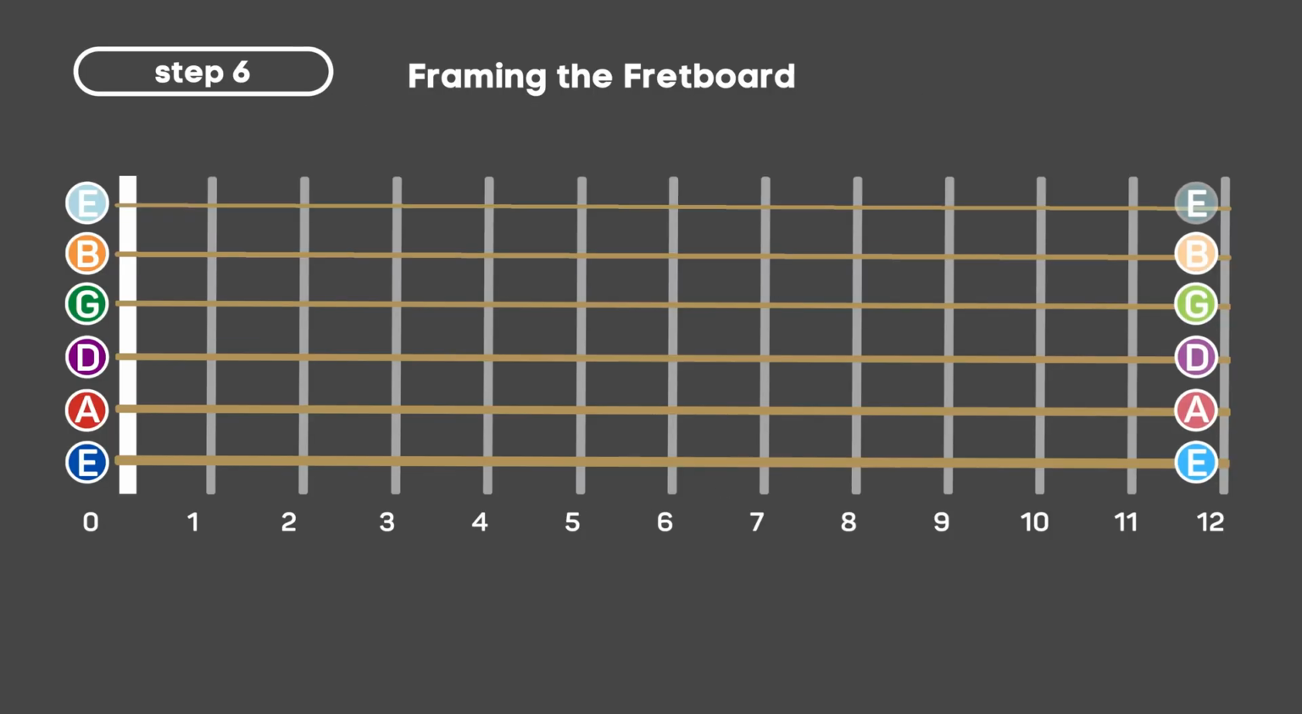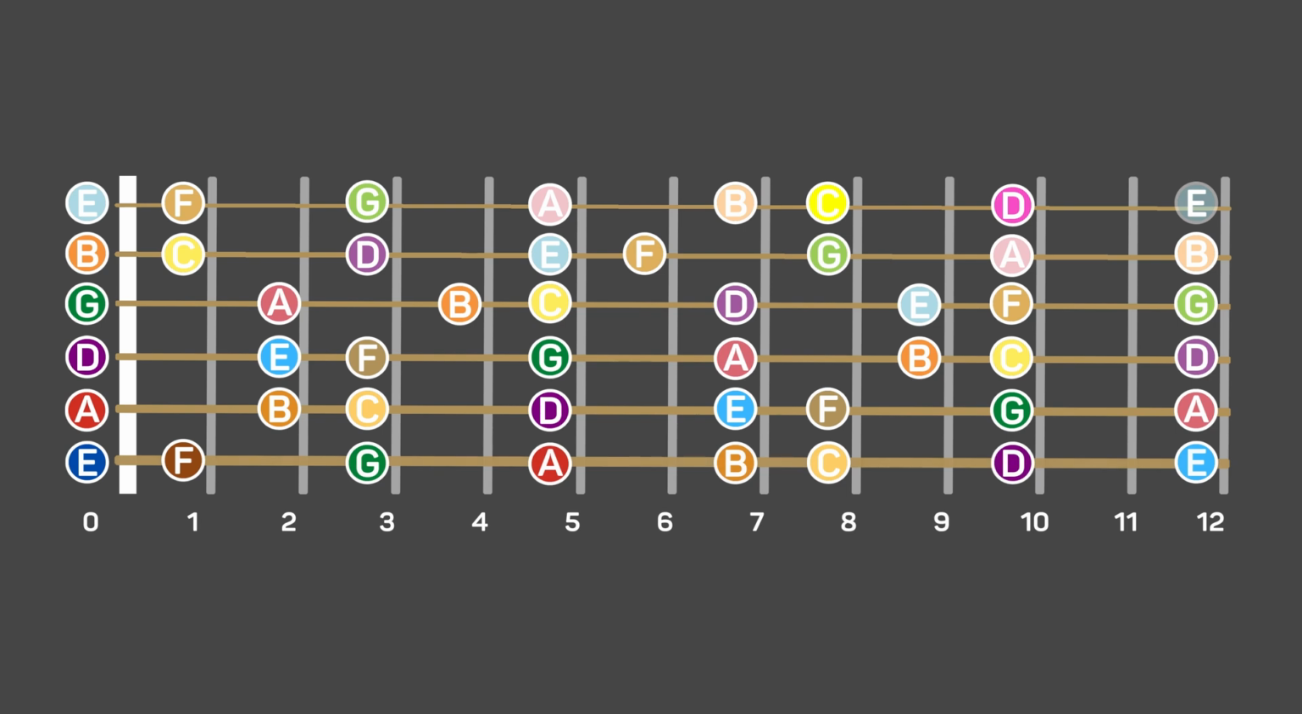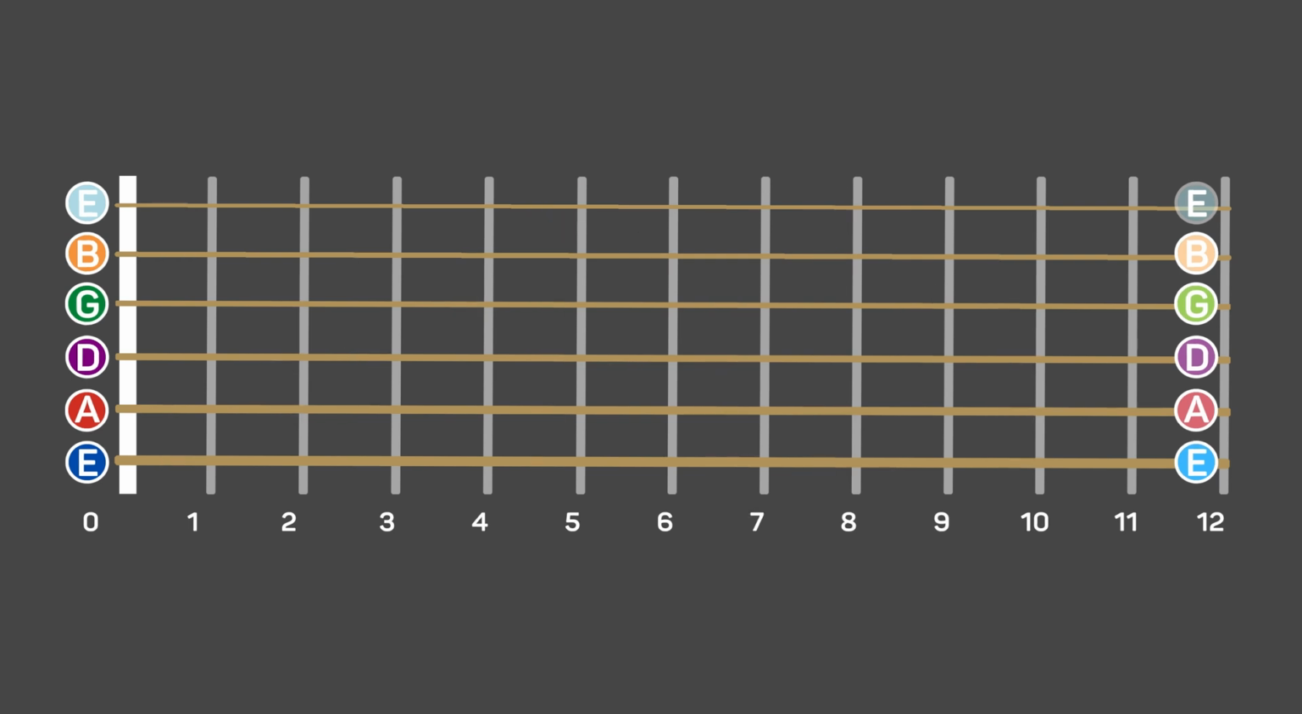Step 6. Framing the fretboard. Now that we understand how the musical alphabet is ordered, we could visualize this arrangement of letters throughout all of the strings, but I think that would be a lot to try to memorize all at once. So a nice place to start would be the low E string.